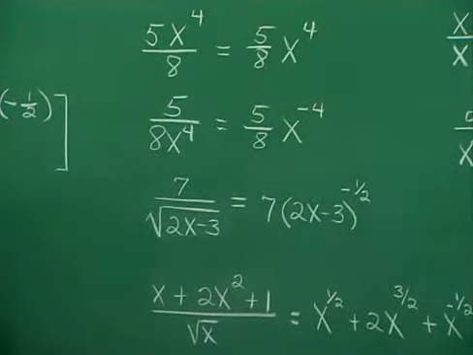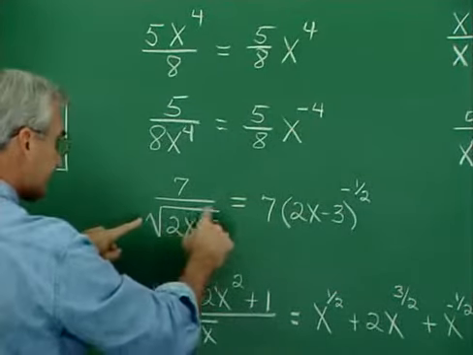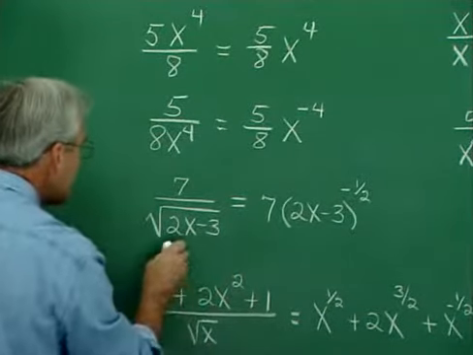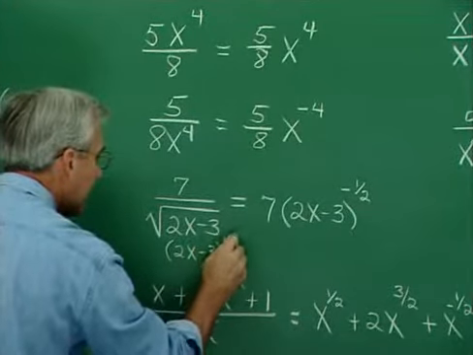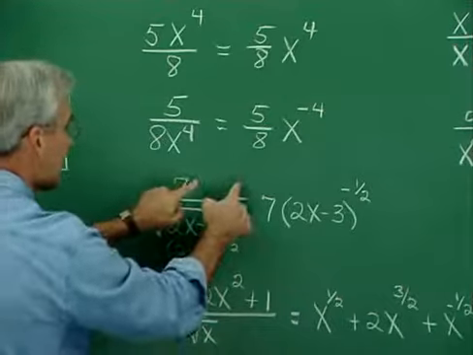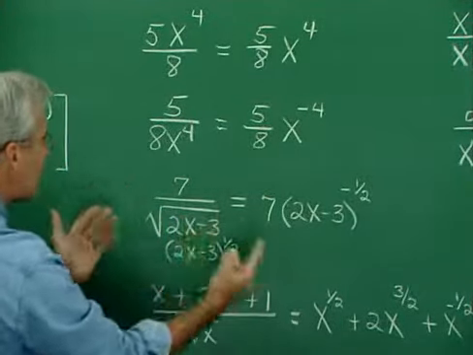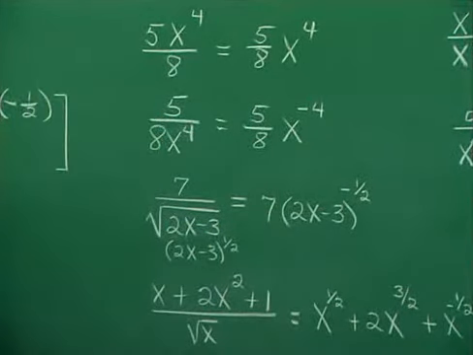But that's the idea. Now in a similar way, we can think of this denominator, this square root of 2x minus 3, as being 2x minus 3 to the 1/2 power. And then we can kick it to the numerator by using a negative exponent. You see, we can write this fraction as 7 times 2x minus 3 to the negative 1/2 power.